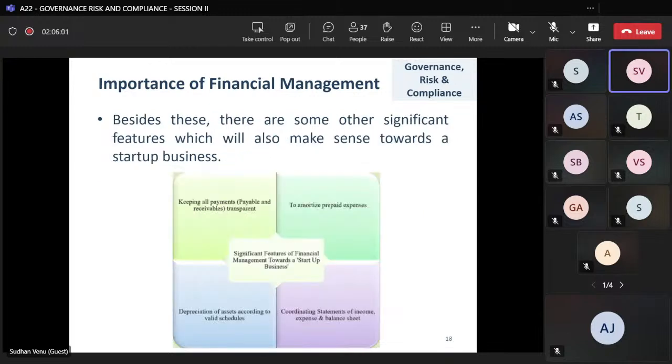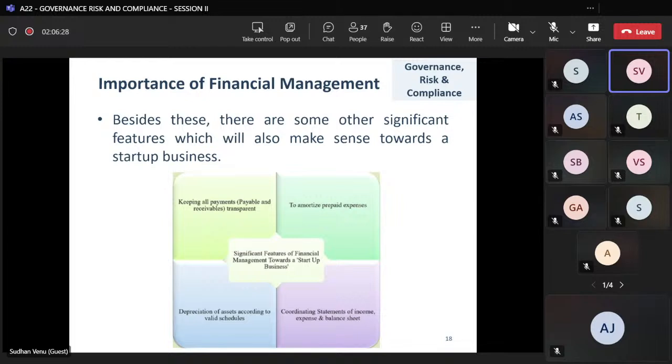The pictorial diagram further defines the significant features of financial management for a startup business: keeping all payables and receivables in a transparent manner, amortizing prepaid expenses, coordinating the statement of income, expenses and balance sheet, and depreciating assets according to valid schedules. This will be handled by the financial management team.